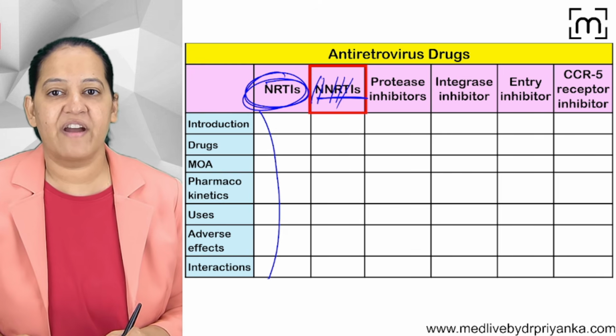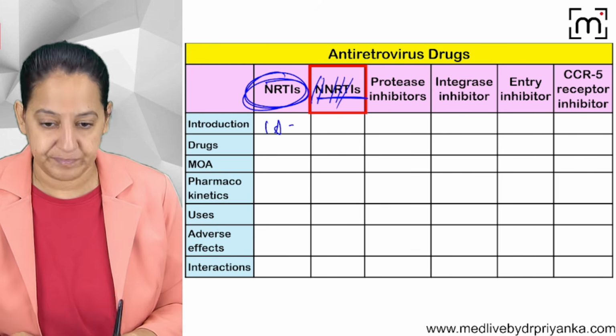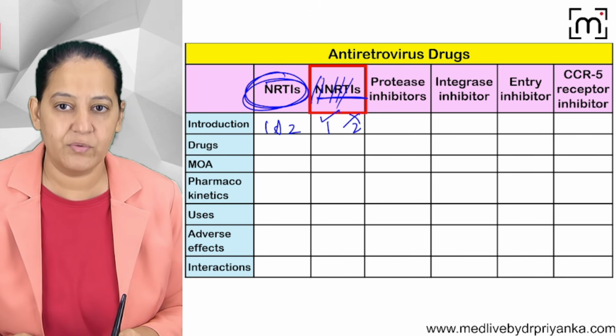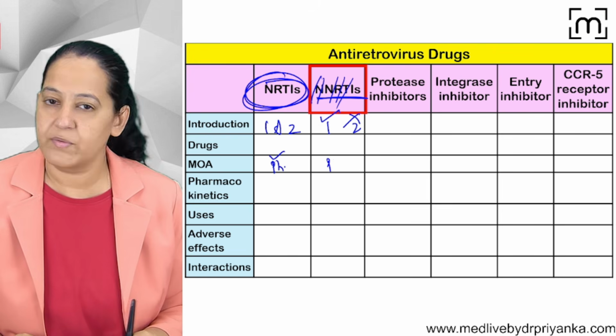The NRTIs were effective against HIV-1 and 2 both. These are effective against 1 but not effective against 2. Here, in NRTIs, phosphorylation is required.